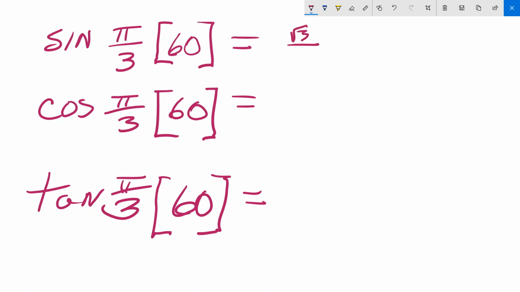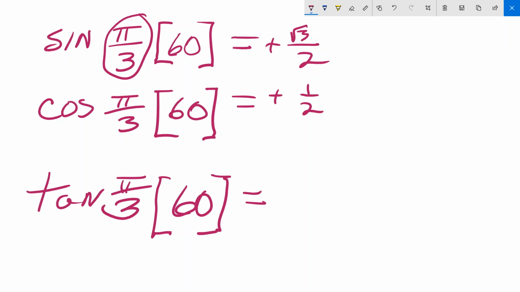What's its plus or minus sign? Right, because the original angle is a first quadrant angle. Hence the A, all students. A means all trig functions are positive in the first quadrant. What's cosine of 60? That's also plus. And what's the tangent of 60?